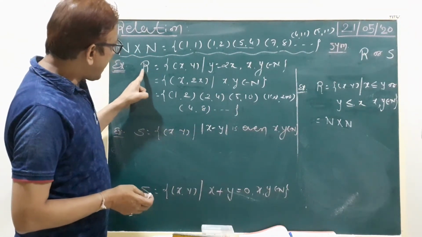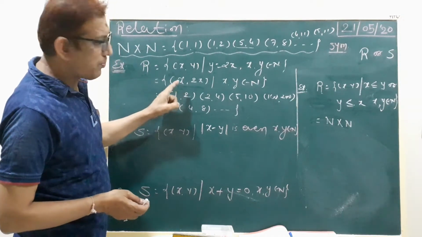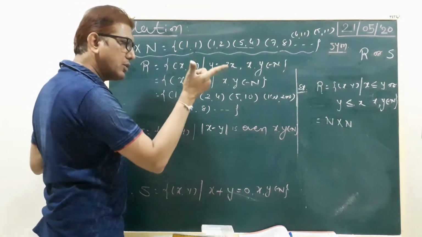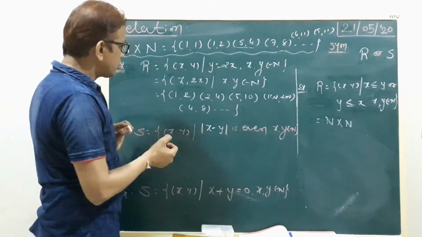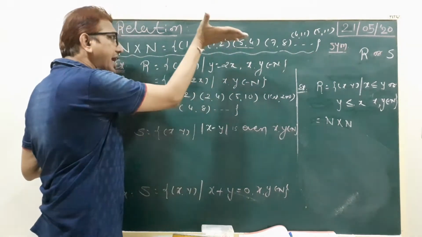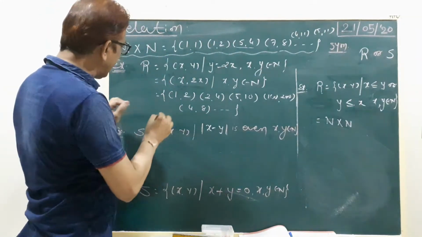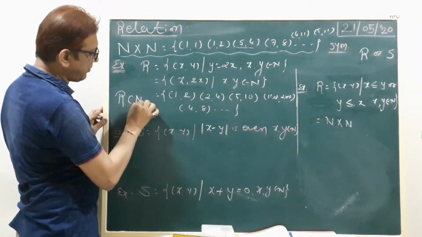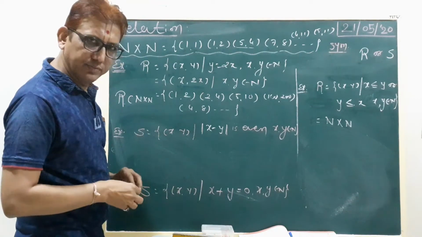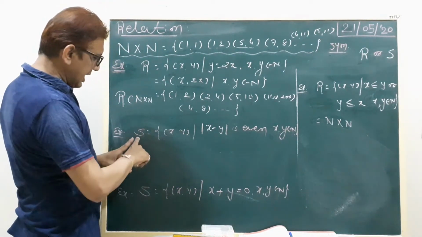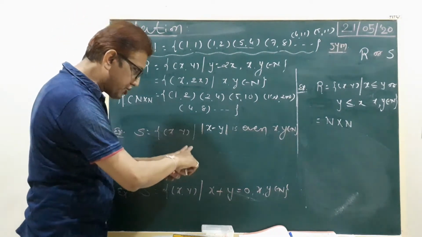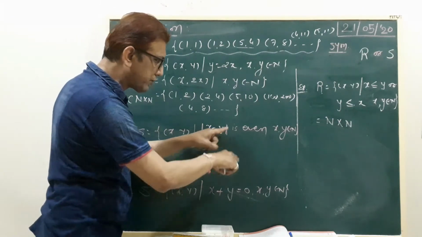Here relation R equal to ordered pair (x, 2x). That means the second element is twice the first element. Right? So here R is a subset of N cross N. So a relation is always a subset of N cross N, the universal set. Clear? Okay.